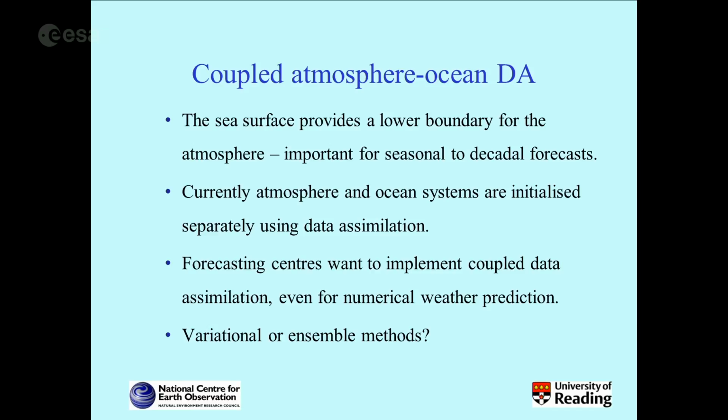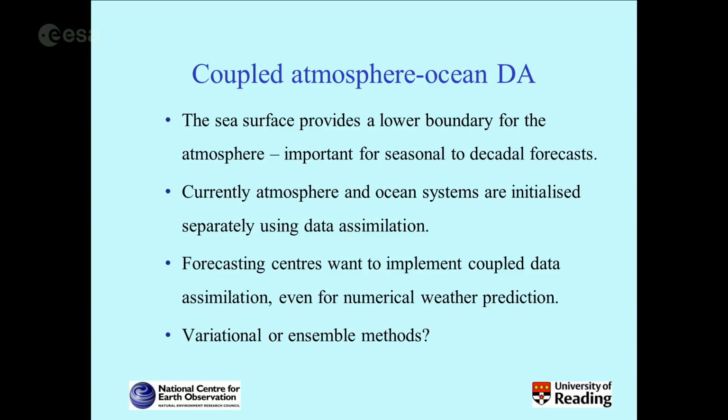A big question is whether we should use variational or ensemble methods. The Met Office and ECMWF are introducing variational methods, but they are approximate variational methods because they don't want to develop the adjoint of their full coupled model. It's too technically difficult for the moment. So it's what we call a weakly coupled system, which is partly coupled but partly uncoupled. There are other centers, for example, NCEP in America, which are using ensemble methods.